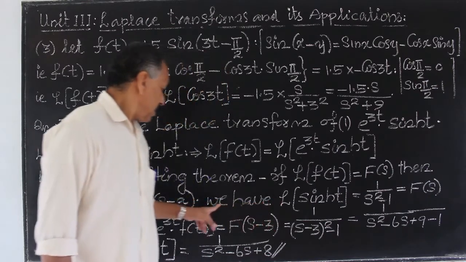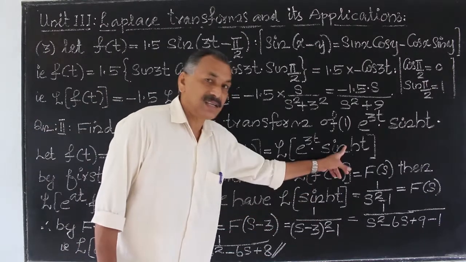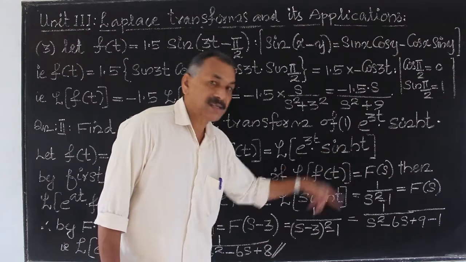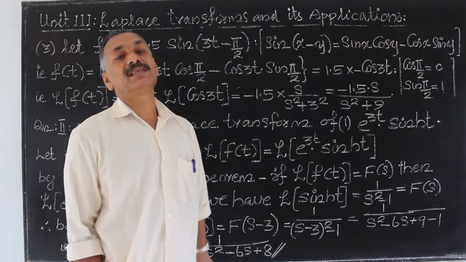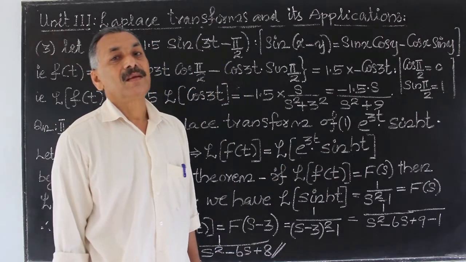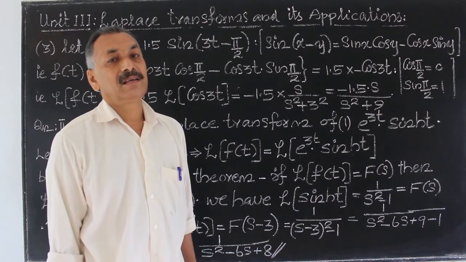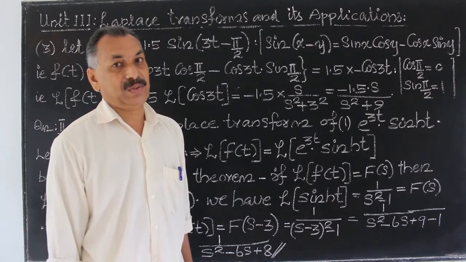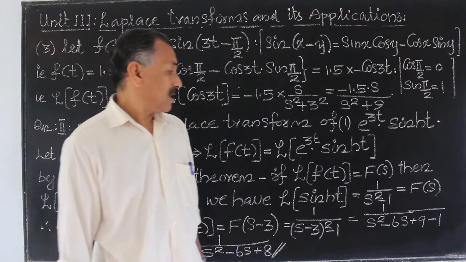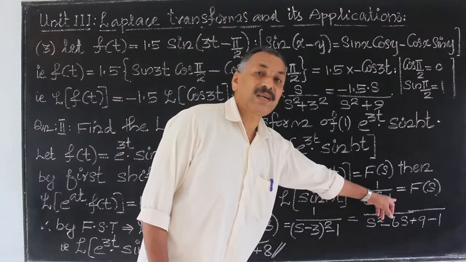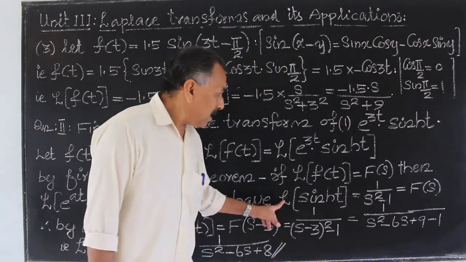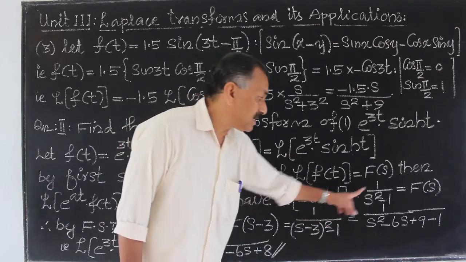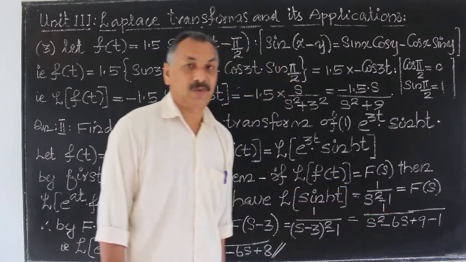We have L of sin ht, the L of f of t, sin ht. What is Laplace transform of sin ht? Sin aht എന്താണ്? a divided by s square minus a square. Sin ht ഏതാണ്? 1 divided by s square minus 1 square. That is Laplace transform of sin ht is equal to 1 divided by s square minus 1.